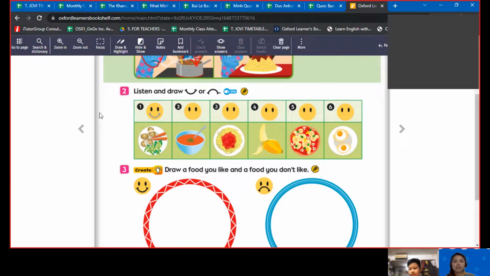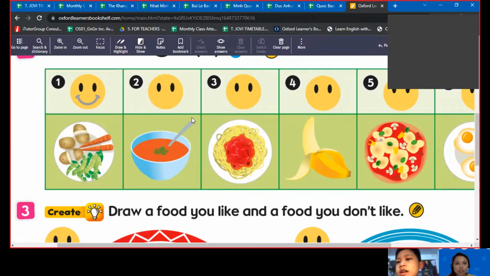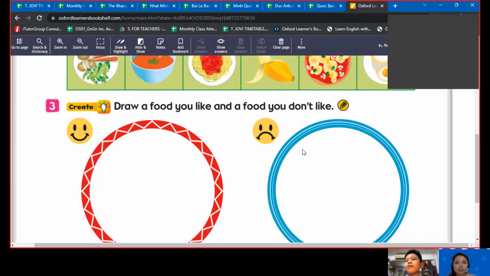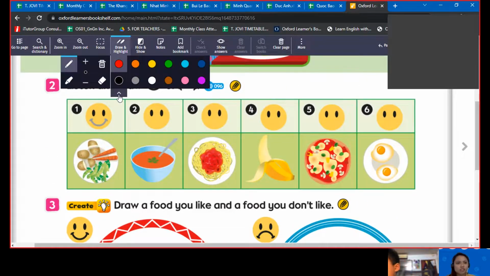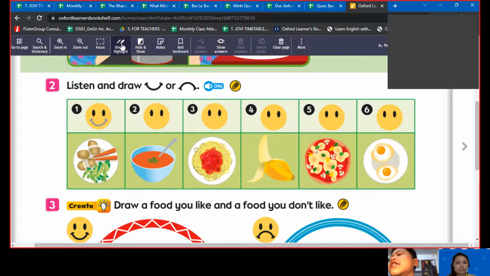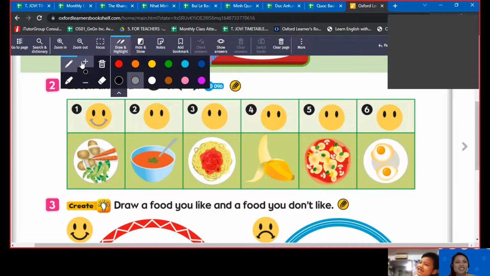Ready? Okay, so we're going to draw a happy face if you like the food, a sad face if you don't like the food, okay? I like all soup. I like all spaghetti. I like all banana. I like all pizza. I like all eggs. Wait for a moment first. Okay. All right. Let's do it again.